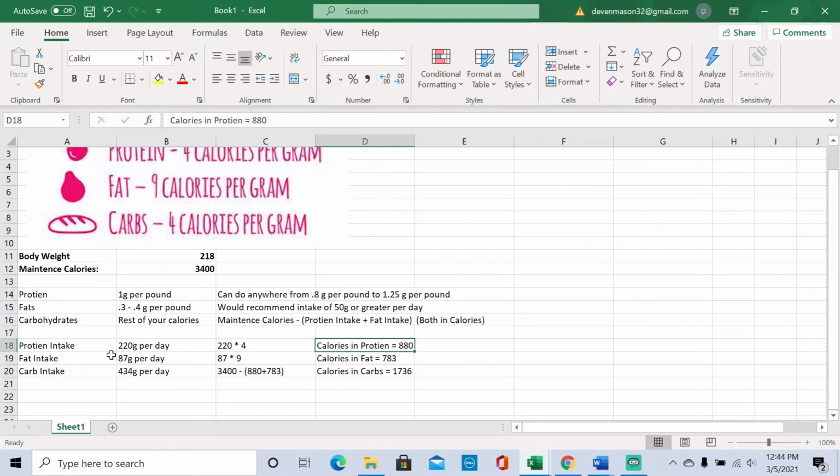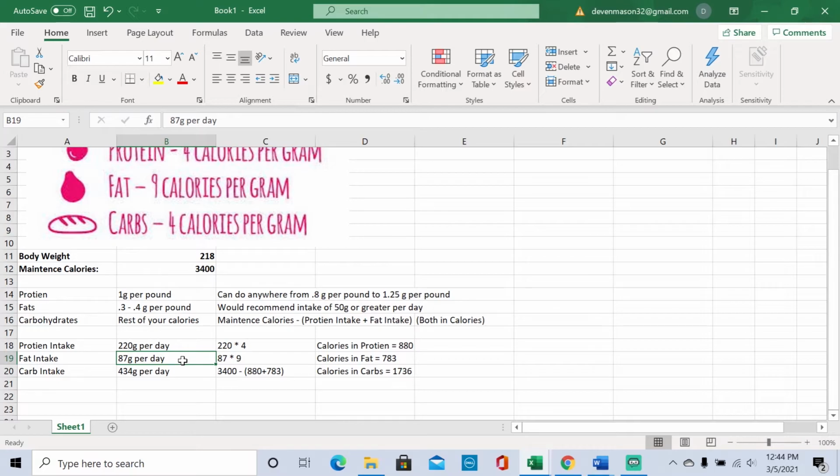And now moving on to my fat intake, roughly I would put it at 87 grams per day, and I believe that's towards the upper limit, right around 0.4 grams per pound. Correct me if I'm wrong with that in the comment section.